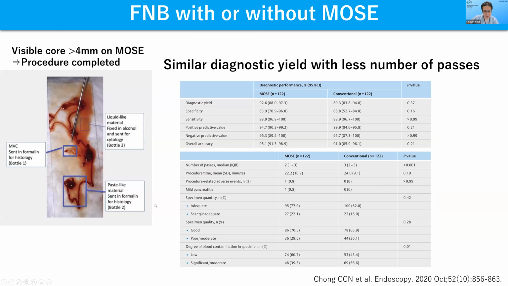This is a study performed in the Asian EUS group. If you see this white tissue more than 4 millimeters, then you can stop the procedure. And then they get similar diagnostic yield with fewer passes. So if you don't have ROSE, then you can choose an FNB needle and check the specimen. And if you see this white core, then you can stop the procedure.